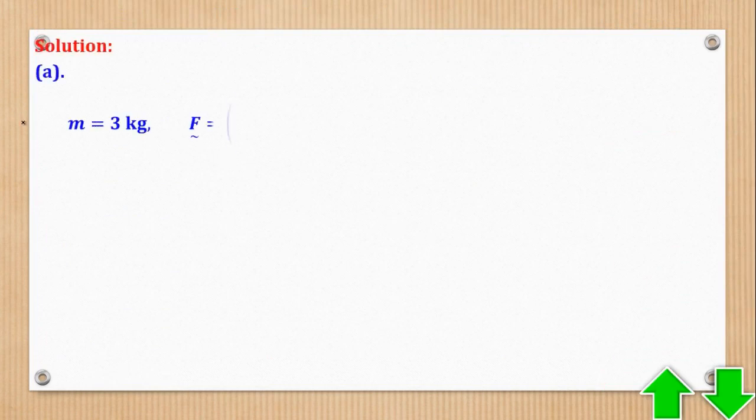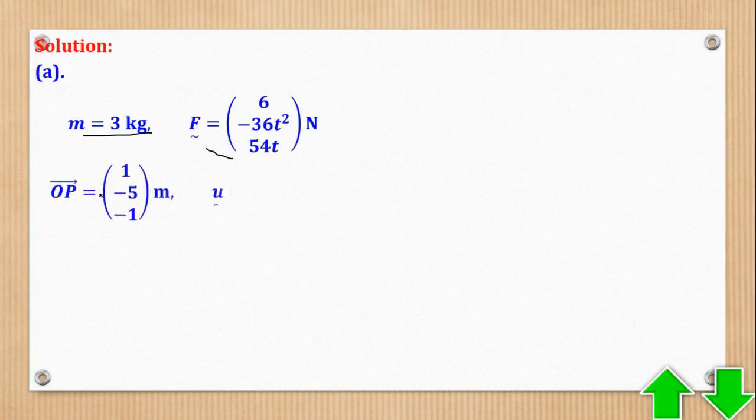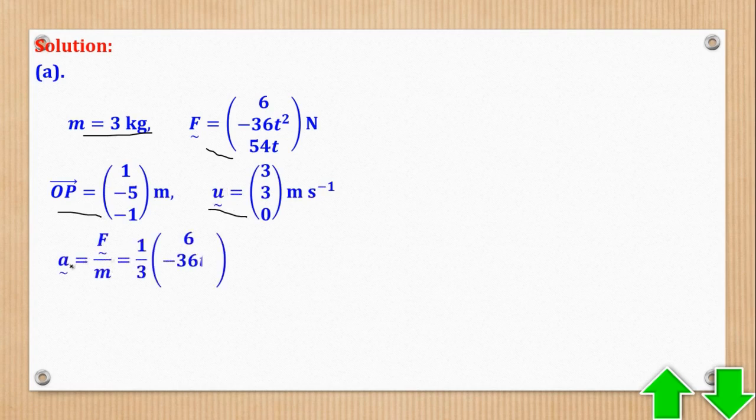Okay, so we shall come and see that. First of all, this is what is given. M is that. F is that. And initial position vector is that. Initial velocity is that. Therefore, acceleration will be, remember, F is equal to ma. Therefore, acceleration will be F over m.